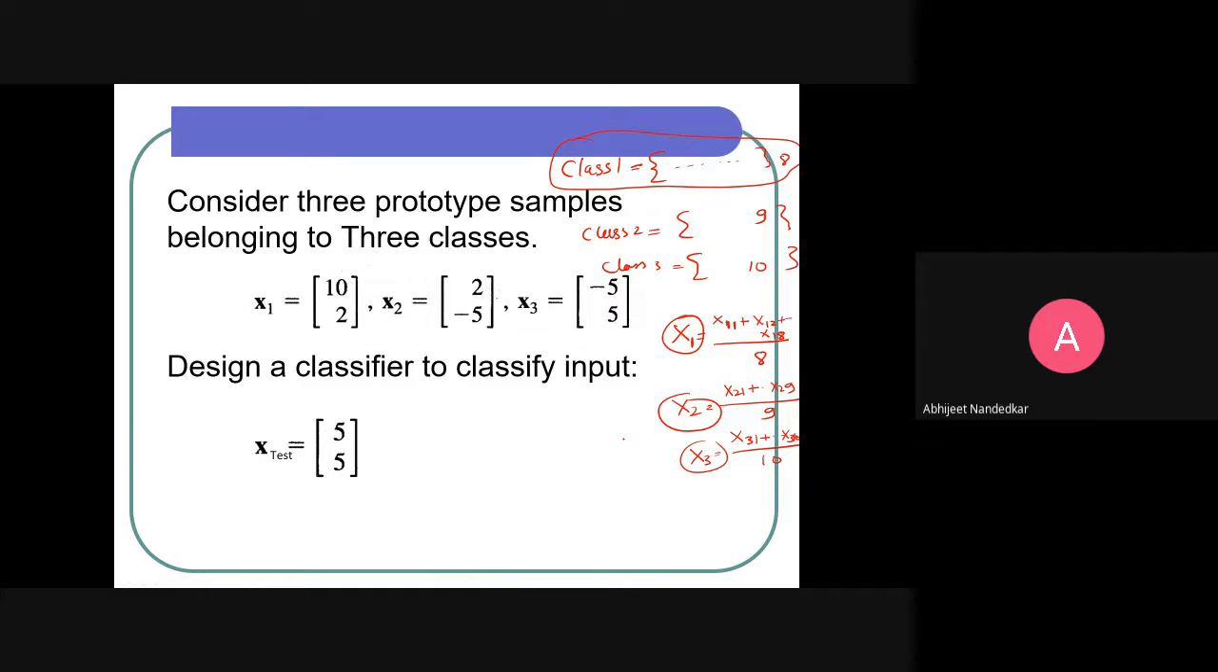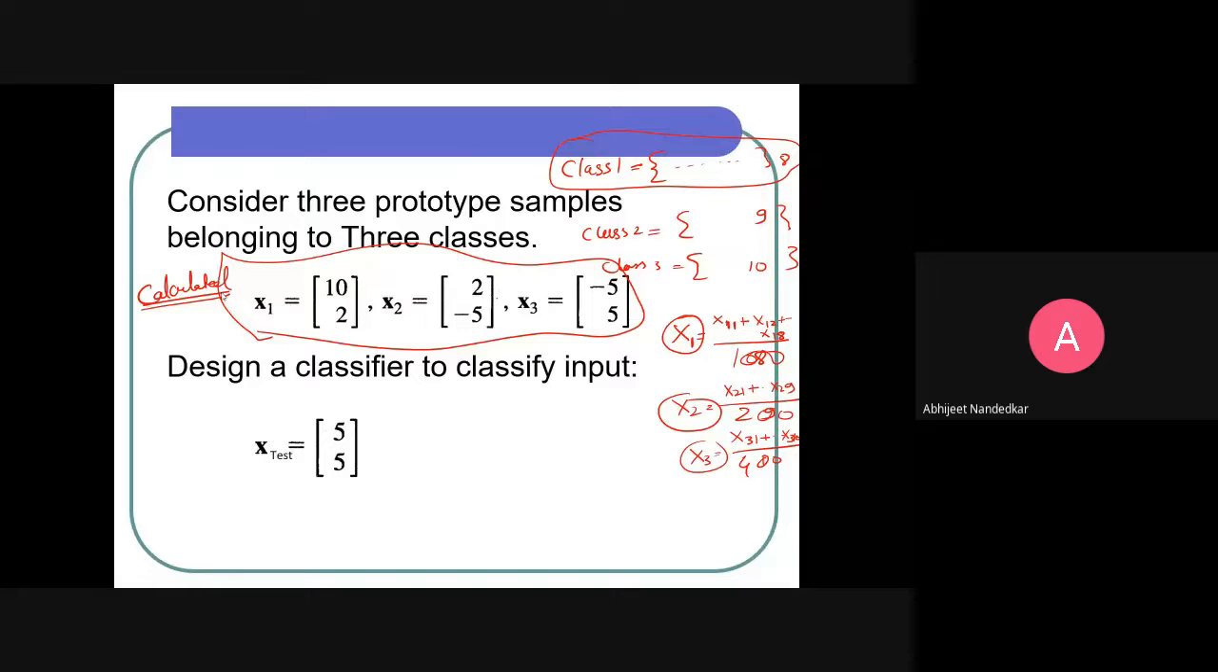Suppose there are 100 samples, then you sum them and divide by 100. Suppose there are 200, then you sum all individual coordinates and divide by 200. If there were 400, you would do the same. So it's very simple. Suppose these are 3 prototypes already calculated. If they are not given directly, you have to calculate them.